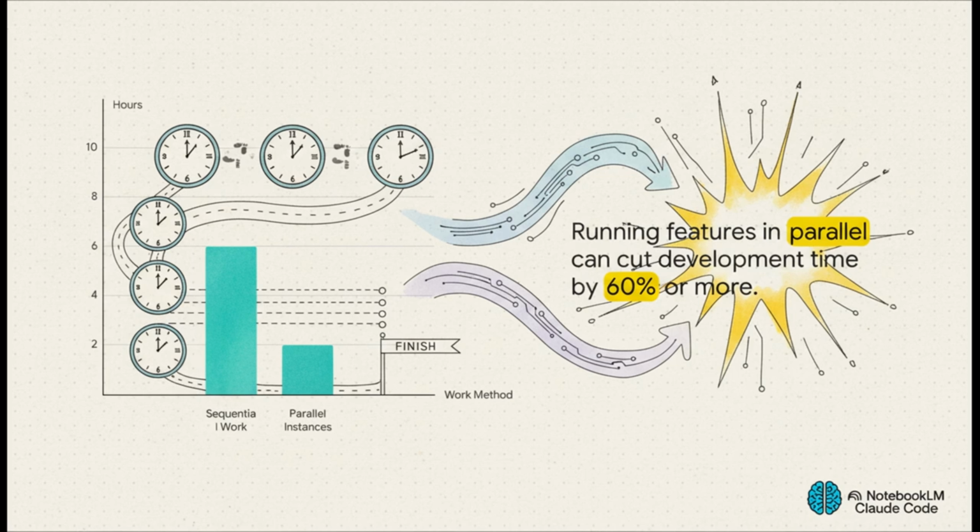Let's say you have 3 features that would each take 2 hours. Doing them one after the other, that's a 6-hour job. But if you run them in parallel, you can get it all done in just 2 hours. That's a 60% cut in your development time.